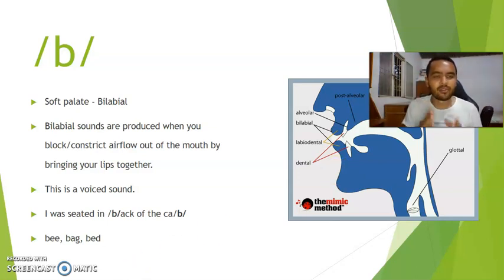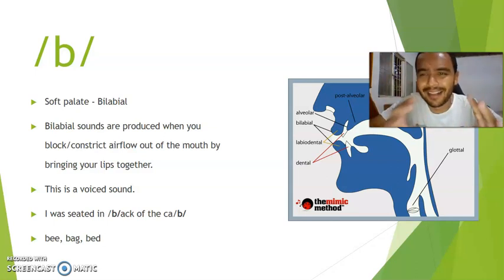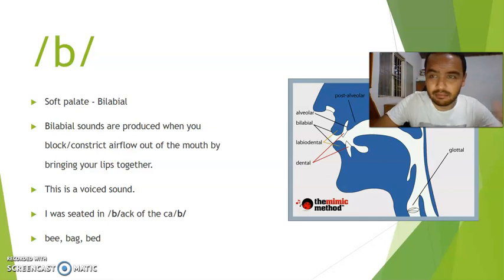For example, I was seated in the back of the cab. It's like when you pop out a soda or something like this, but with a B. Ba. For example, the B was in the cab. The bag was used to take out the trash. The bed was made by my wife. So those are three examples I just made for those three words.